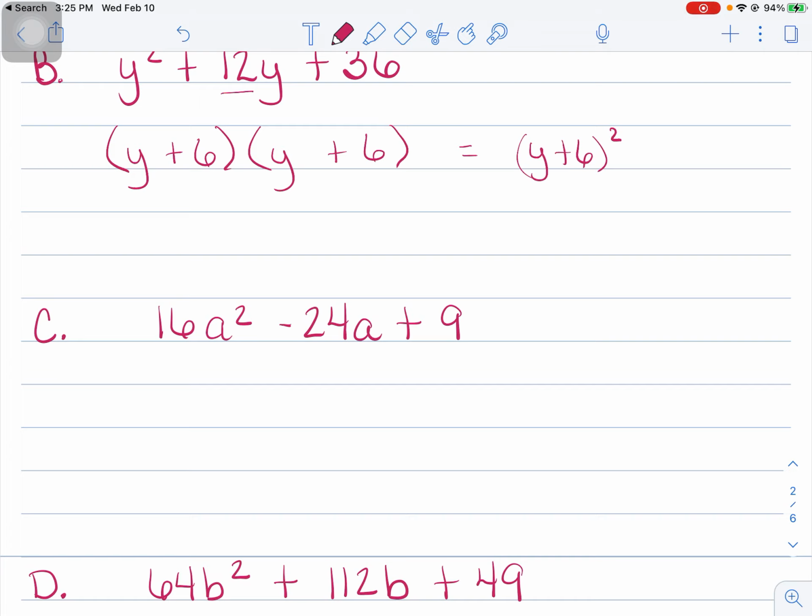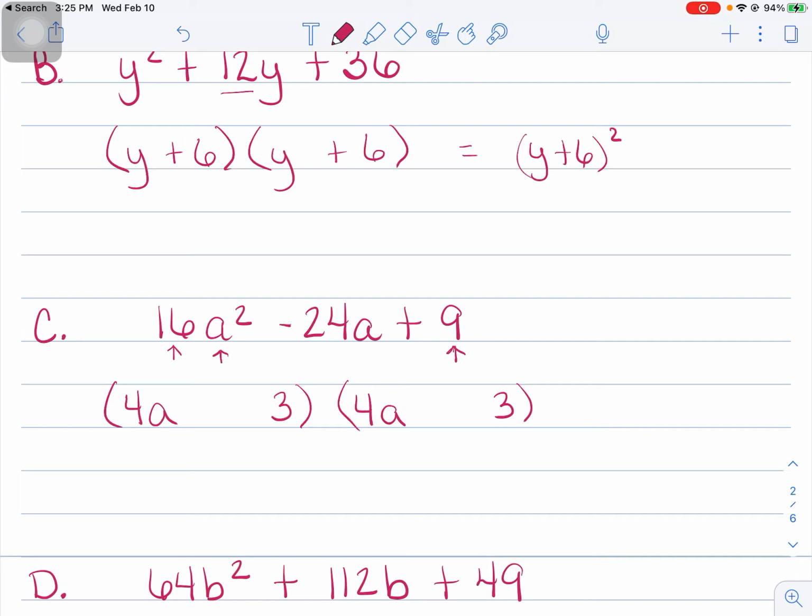I always want to look to see if I have a GCF. I don't have a GCF that can come out of all of those, so I'm going to look to see if I have a perfect square. So 16, yes, it's a perfect square. A squared a perfect square? Yes. Is 9 a perfect square? Yes. So I'm going to go ahead and set up my binomials. Square root of 16 is 4. A split in half. So I have 4a on each. And then square root of 9 is 3 and 3.